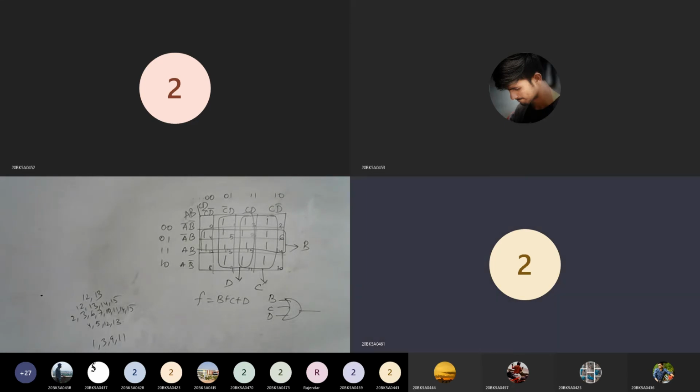Please take down. But in the exam, most probably they won't give in terms of A and B. They'll be giving directly the sigma m expression only. But to practice converting into standard SOP, I'm asking you to do these problems. Please take down the third question and convert into standard SOP. Draw the K-map and tell me the expression.